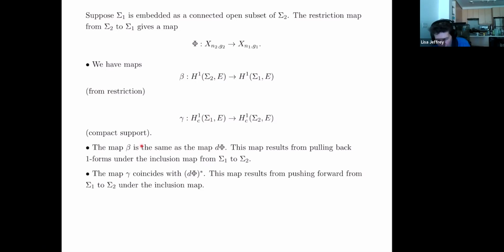So this map, beta, is just the differential of the map phi. It results from pulling back one forms under the inclusion map from sigma 1 to sigma 2. There's another map, gamma, which is the dual map to d phi. And it results from pushing forward from sigma 1 to sigma 2 under the inclusion map. Remember, here we're working with compactly supported forms.